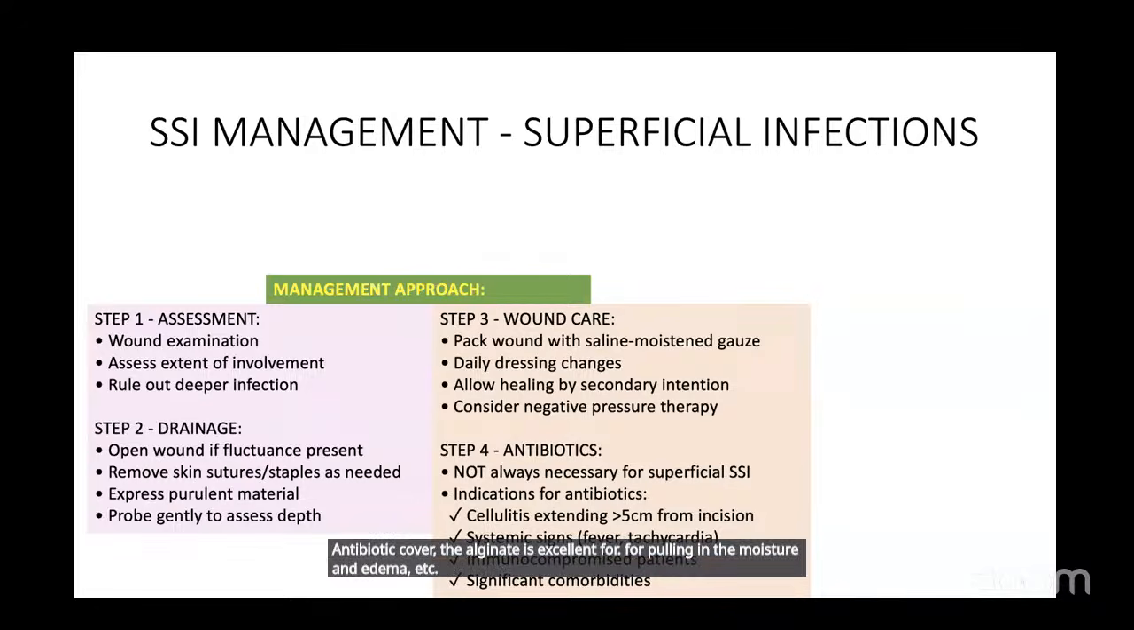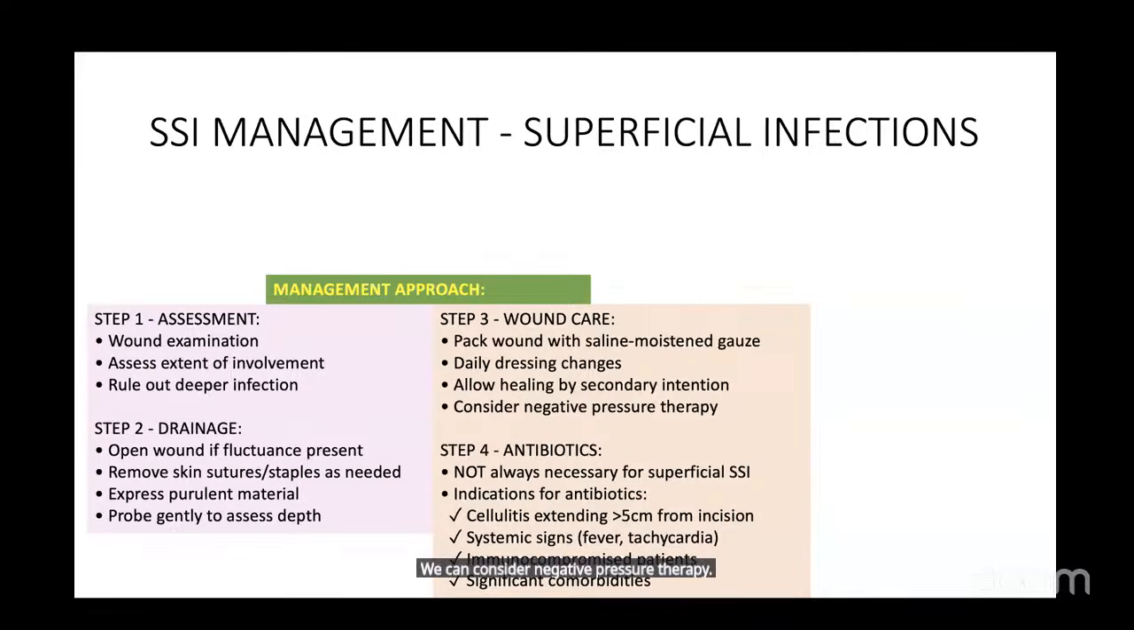Now, when you're giving these special care dressings like the calcium alginate dressing, it can be kept for up to 2 to 3 days in one sitting. If it is not there, we may have to change the dressings on a daily basis. The wound that is opened may have to be left for healing by secondary intention. And if it is a difficult wound, like we said earlier, we can consider negative pressure therapy.